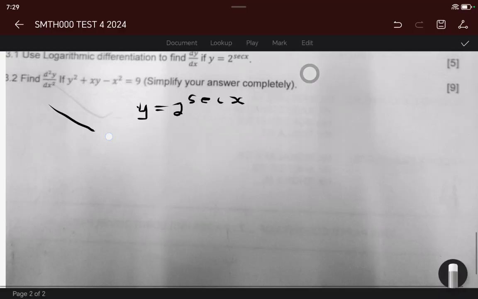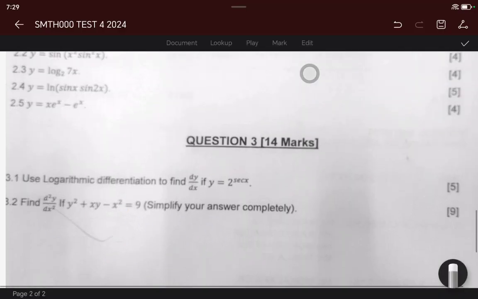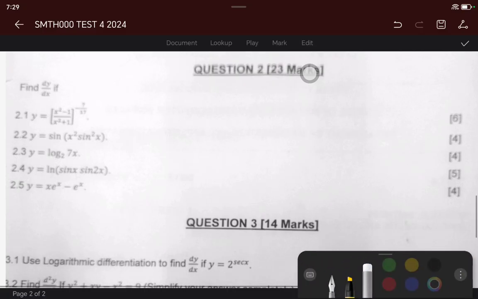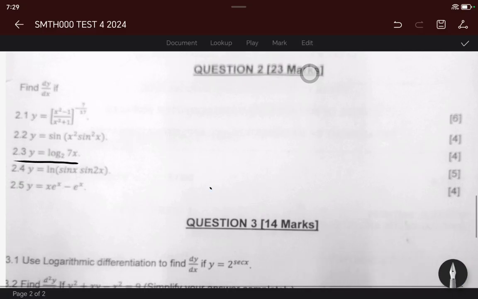But another thing before we go back to logarithmic differentiation, there's a question that I'm interested in here. If we look at this question, we are given y is equal to log 2 of 7x.